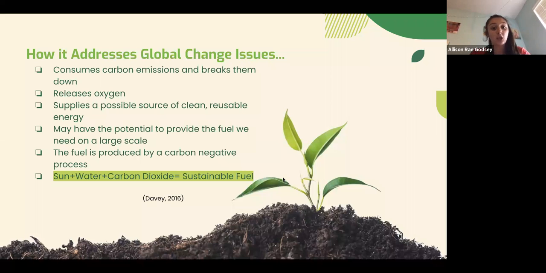And how it addresses global change issues. So it consumes carbon emissions and breaks them down, just as in the process of photosynthesis, and also releases oxygen. As we can see, it is a byproduct of regular photosynthesis as well as artificial photosynthesis. It's also supplying us with a possible source of clean, reusable energy, and it also may have the potential to provide the fuel we need on a large scale, as it is such a useful process.